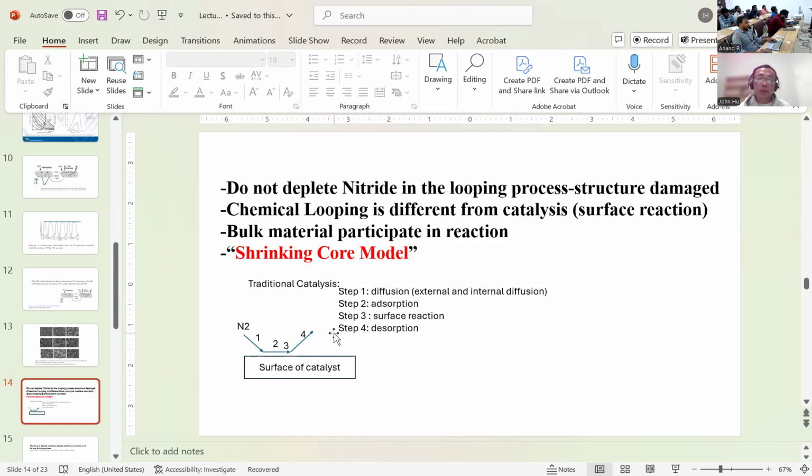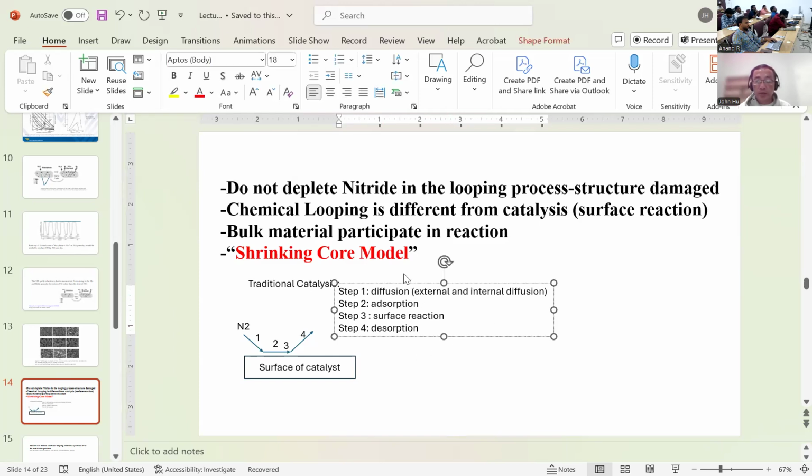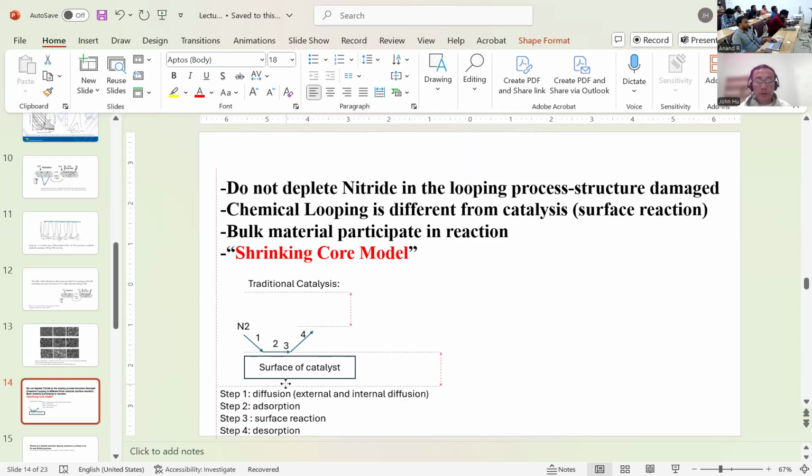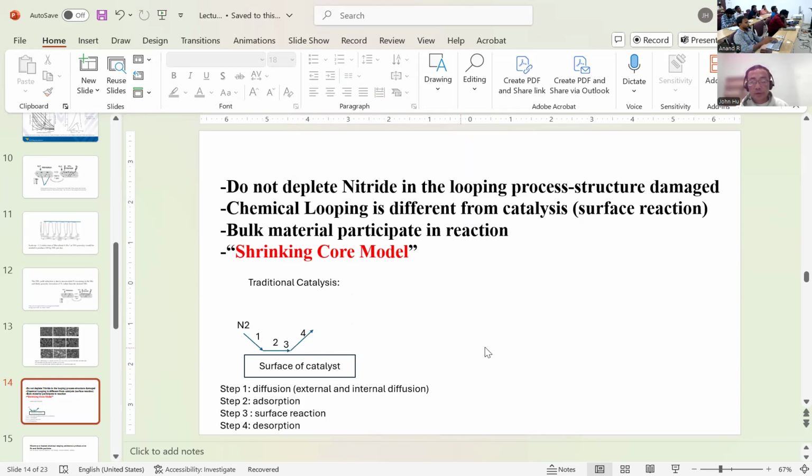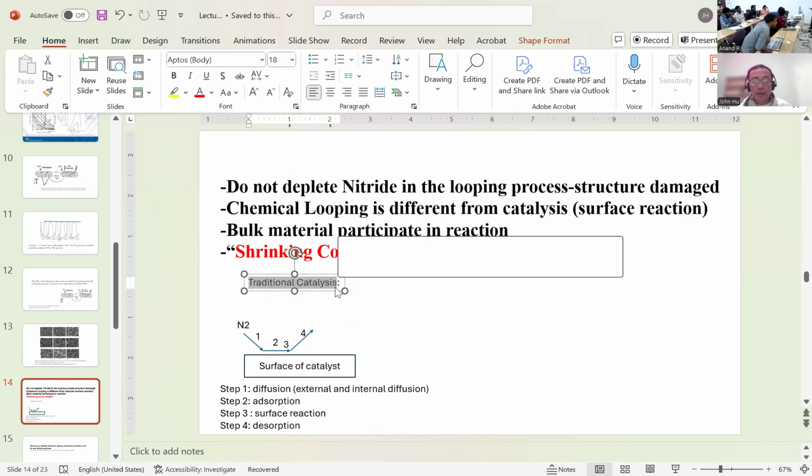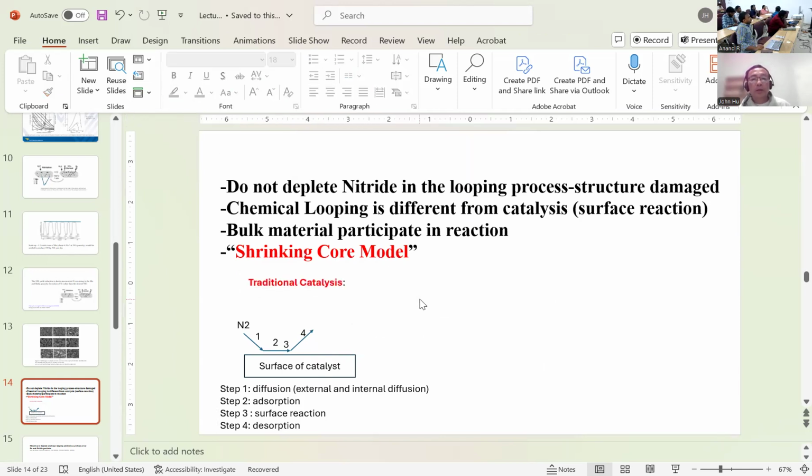Now let's take a look at what the shrinking core model is. Does anybody understand what I'm saying here? I just want to make sure. I'm going to move this to the bottom steps. Does anybody have any questions about traditional catalysis? Okay, all right. Let's take a look at the shrinking core model.